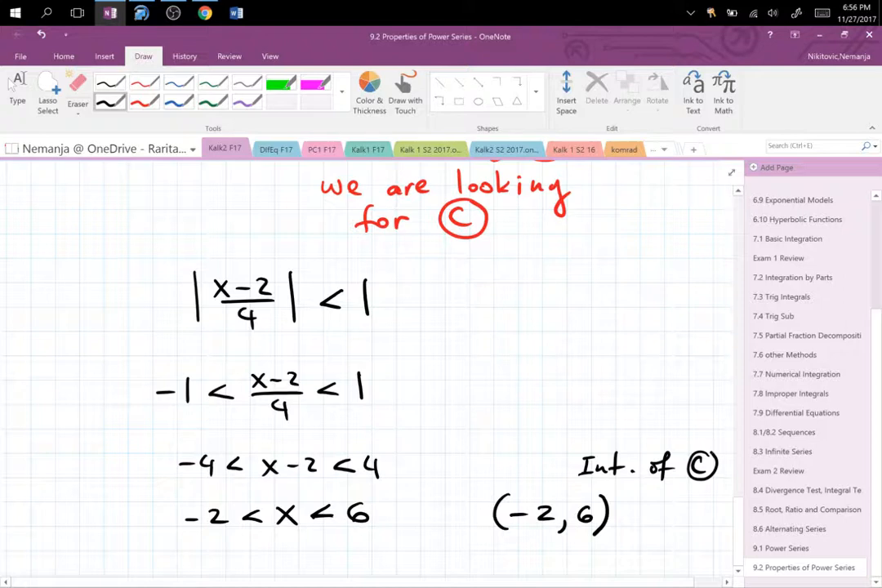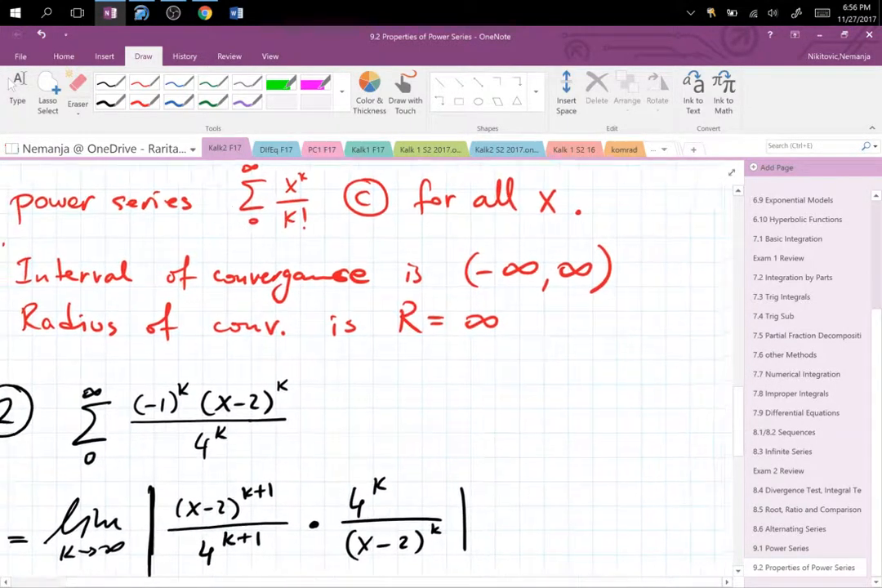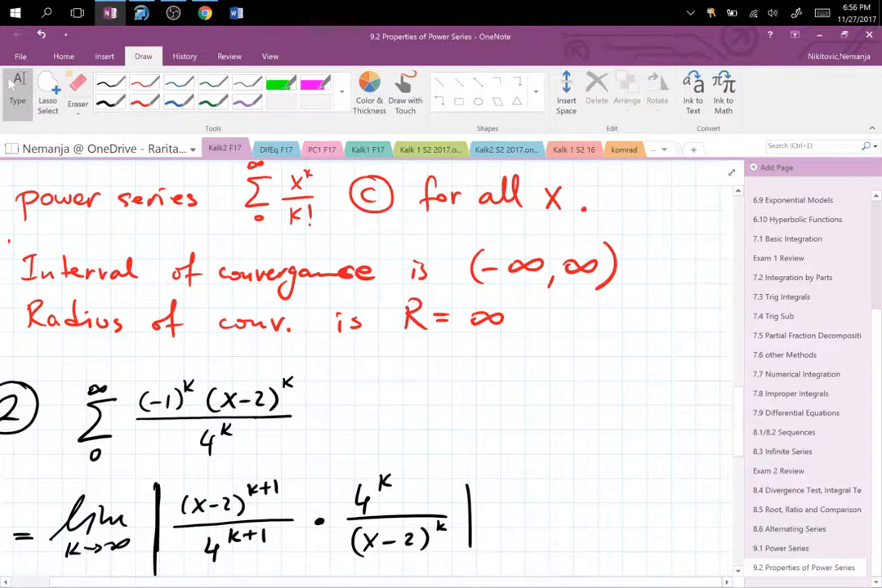So give me any number between these two numbers. 5. You take number 5, go back to the original problem, replace this x by 5.